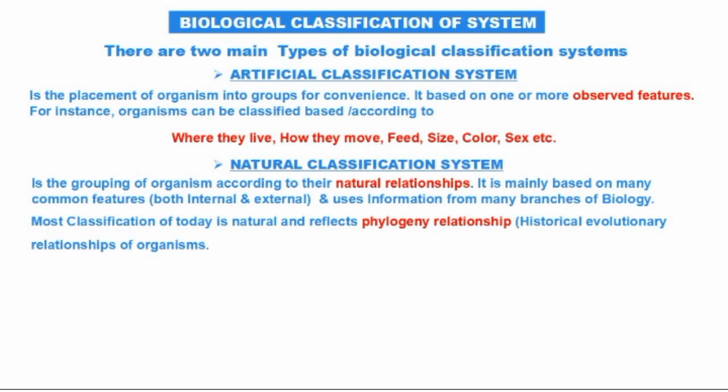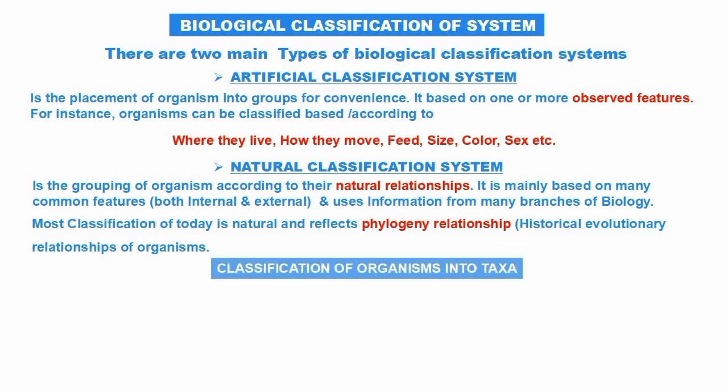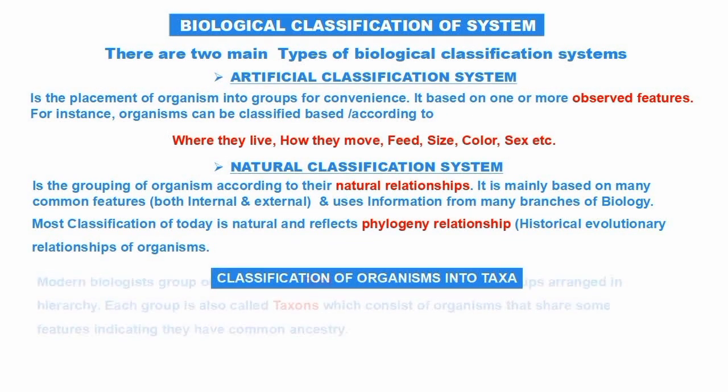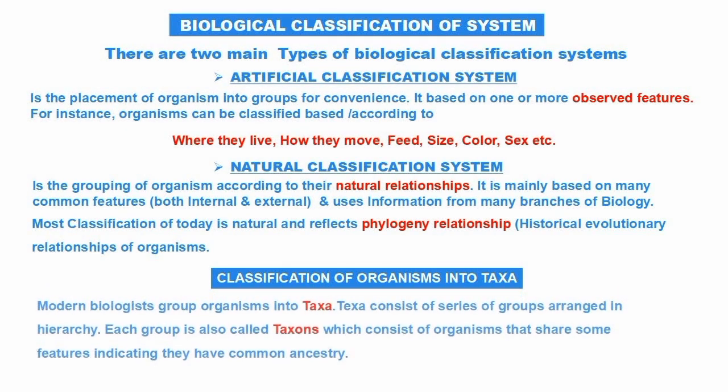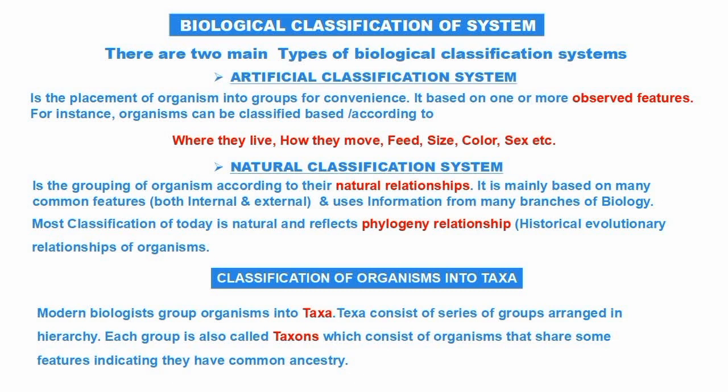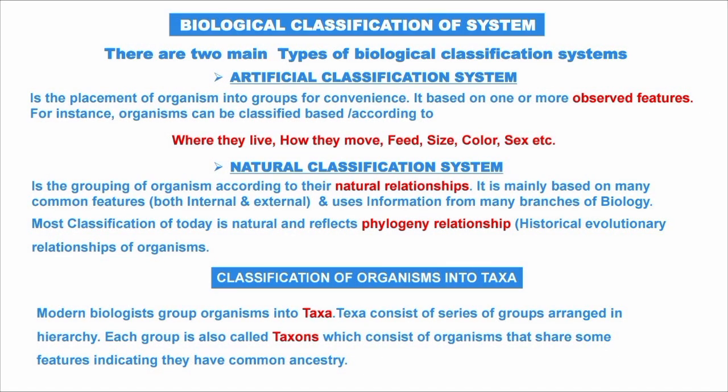Classification of organisms into taxa. Modern biologists have classified living organisms into taxa. The taxa consist of a series of groups arranged in a hierarchy. Each group is called a taxon, which consists of organisms that share some features in common or have common ancestry.